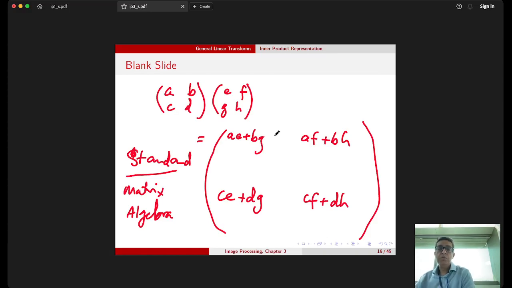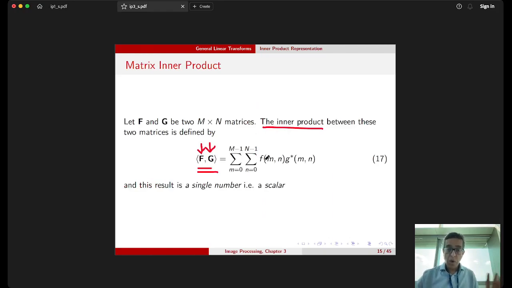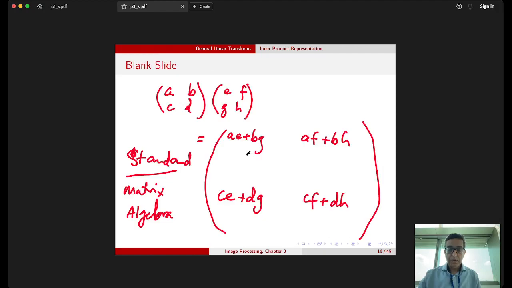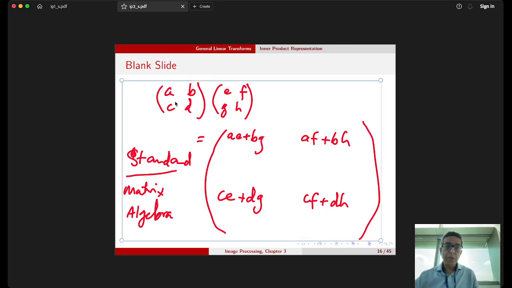So just remind yourself of that when you want to multiply two matrices together. What we're doing here is not that. What we're doing instead is creating an operation between two arrays which collapses us down to one scalar value. So we're not doing this. This is standard matrix algebra. So now let's look at the matrix inner product.